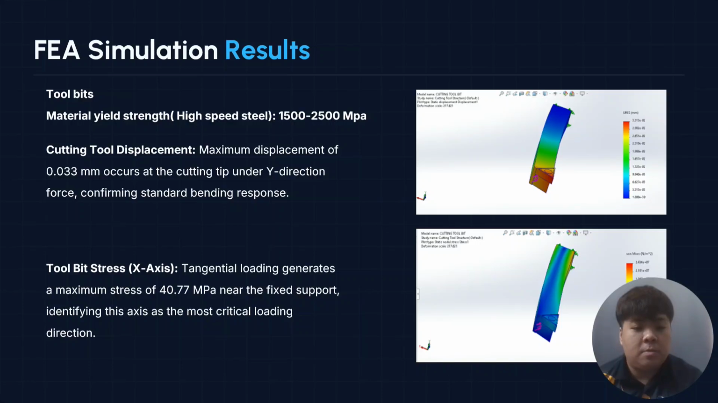And the maximum stress occurs on the x-axis, which is 40.77 megapascal near the fixed support, identifying this axis as the most critical loading direction. Comparing the maximum stress of 40.77 megapascal to the material yield strength of 1500 to 2500 megapascal proves this tool bit material is sufficient for normal turning operations without breaking.